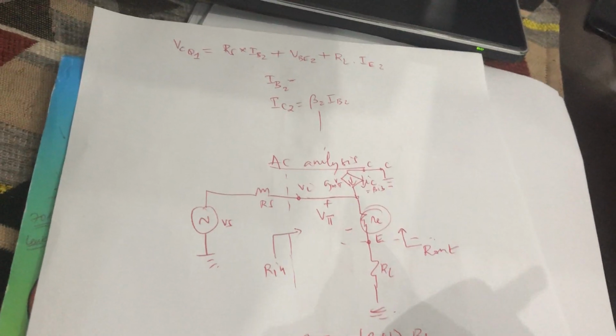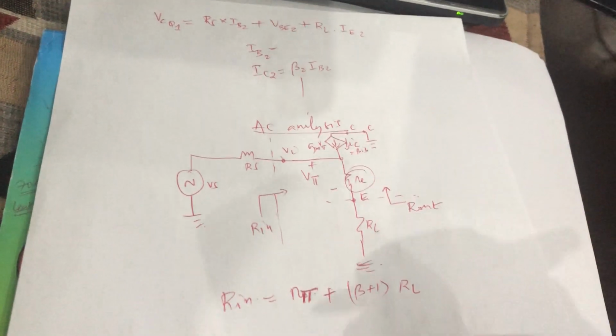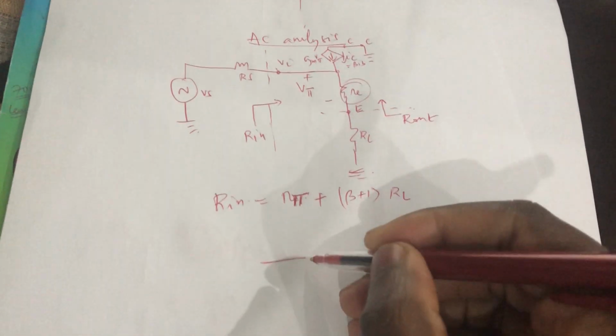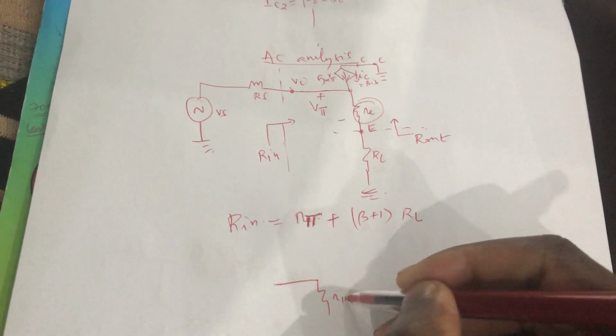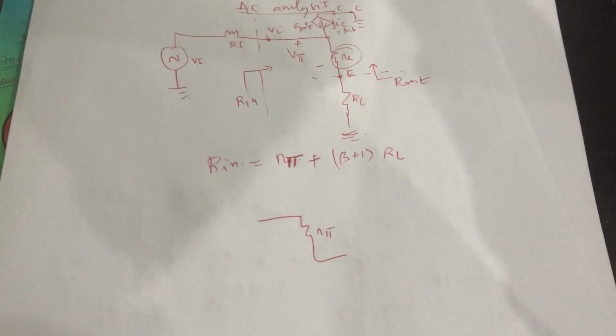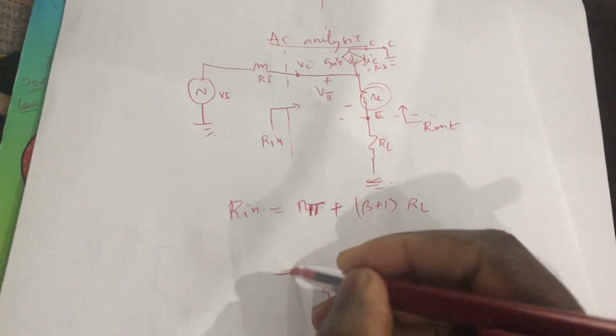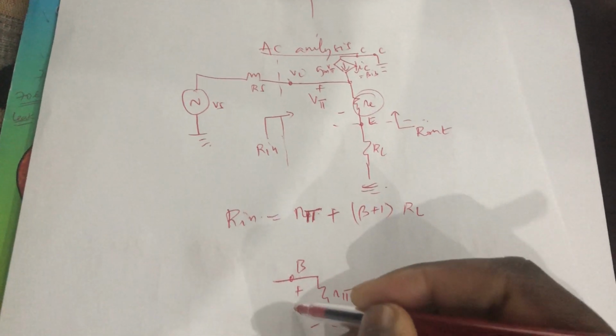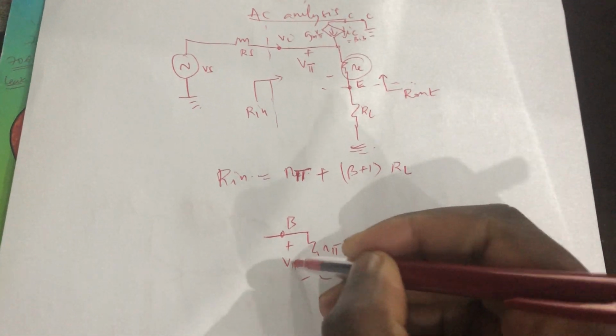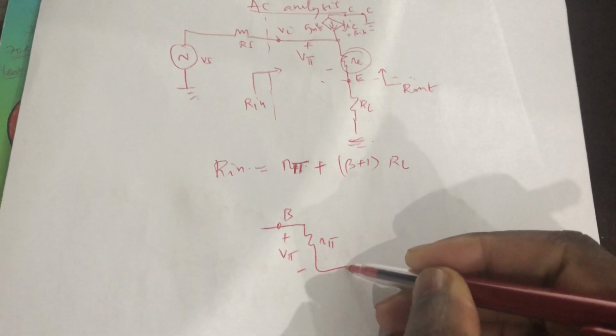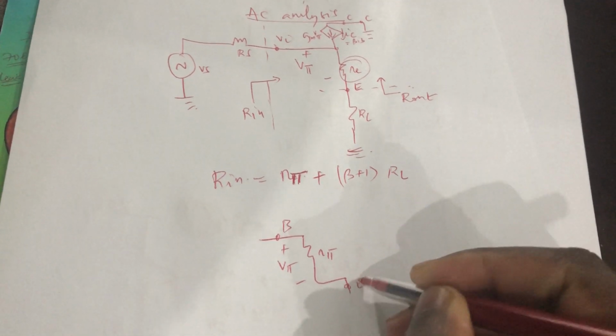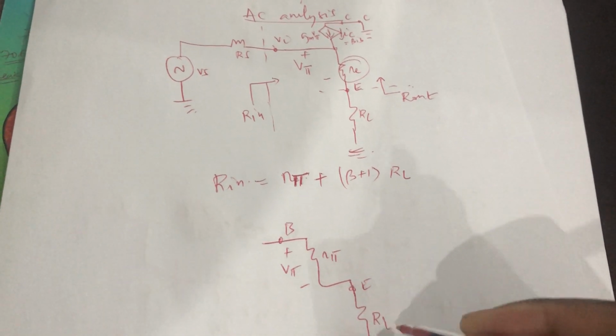So a typical way of drawing this is the T model, but it would be more convenient to draw it in terms of the hybrid pi model. Then you go from the base. It will be much easier to see it using the R pi model. As you get to the emitter, you get RL all the way to ground.